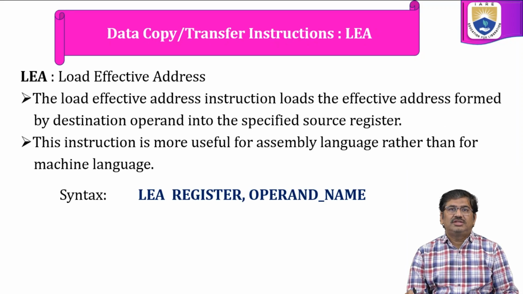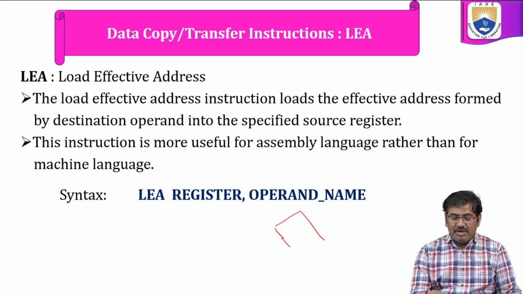The next instruction is LEA, which stands for load effective address. The load effective address instruction loads the effective address formed by the destination operand in the specified source register. This instruction is more useful for assembly level language rather than for machine language. If we have a data segment, this data segment consists of some operands like operand 1 and operand 2 and some variable sum. So this is what our data segment is.